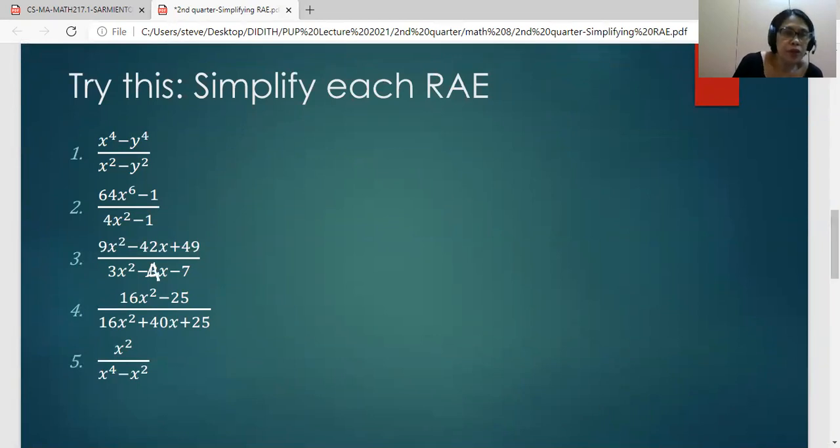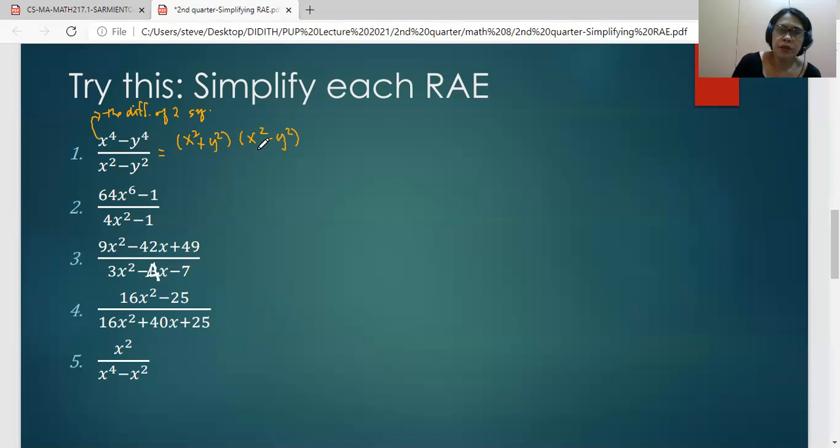Now, this one is the difference of two squares. So the factors are the product of the sum and difference of the same two terms. So we're going to extract the square root of both terms here, and we will place here. So the square root of x to the fourth is x squared plus the square root of y to the fourth is y squared.